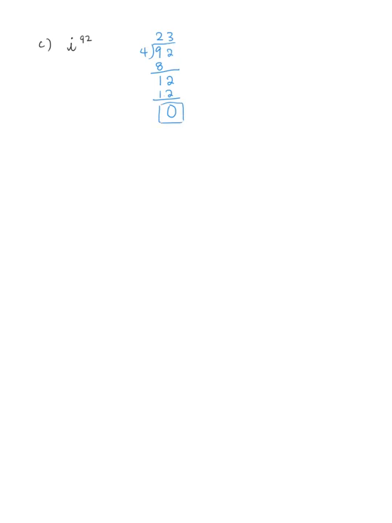So let's follow the same procedure. i to the 92nd power is the same thing as i to the 0th power. Do you remember what that is? Anything to the 0th power, as long as the base is not equal to 0, is 1. Remember, 2 to the 0 was 1, and 5 to the 0 was 1. So i to the 0th power is also going to be 1. For this one, our answer is just 1.